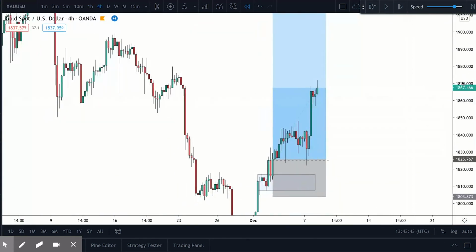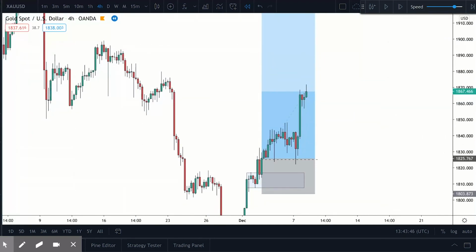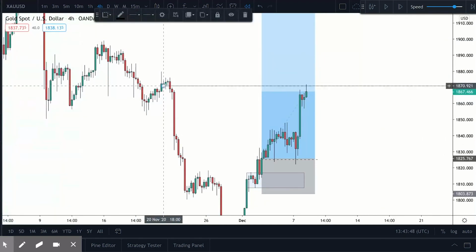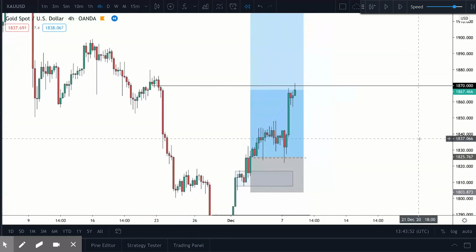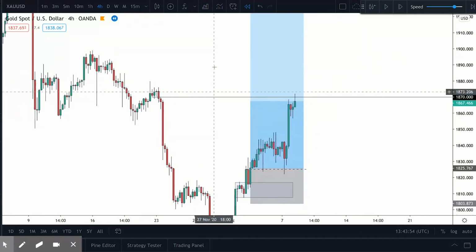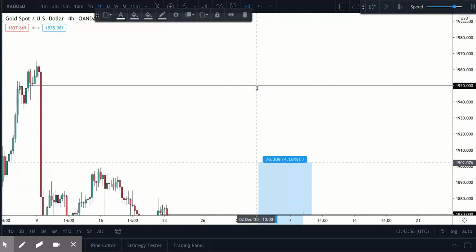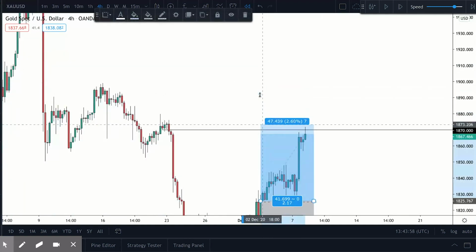We can obviously look towards, another thing to mention while we're here is partial profit taking. So 1870 is a resistance that's currently reacting. Maybe you take a bit of profit now. We are running probably close to or above 2R on this movement. So let's take a look.